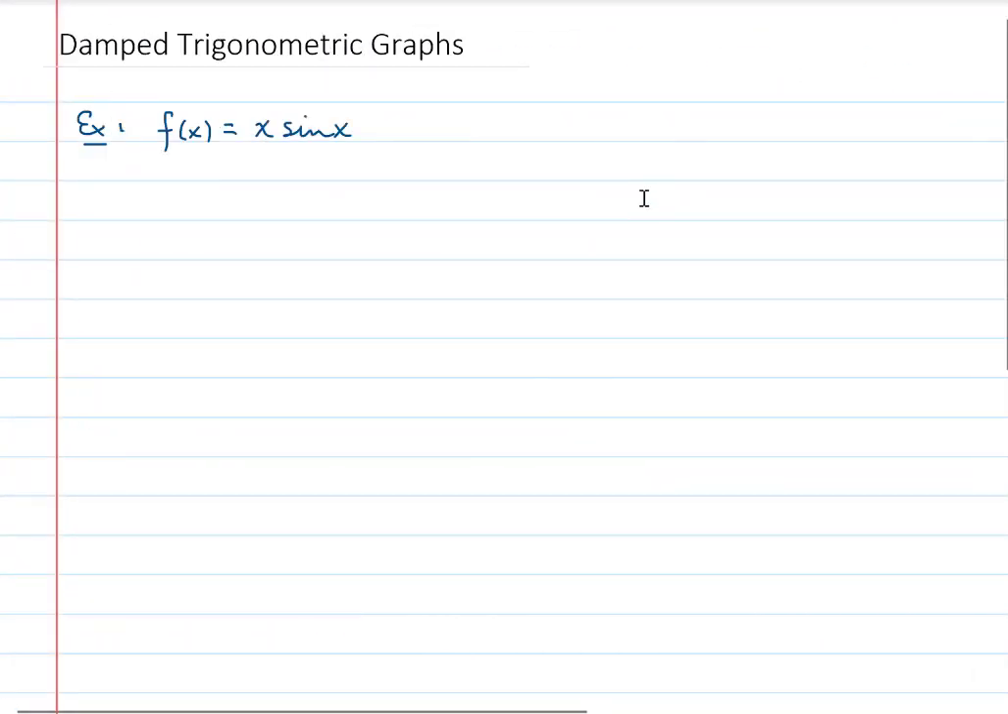Okay, so one more thing I'd like to mention here in this section is about damped trigonometric graphs. Okay, so here in this example, we have the product of two functions here. So we have x, which is by itself linear, and then sine of x by itself, sine of x is just a wave. But if we take the product of x times sine of x, that's going to create a new function of its own, and it's going to have a damping effect on the sine function. As a matter of fact, this x here, we call it the damping factor.